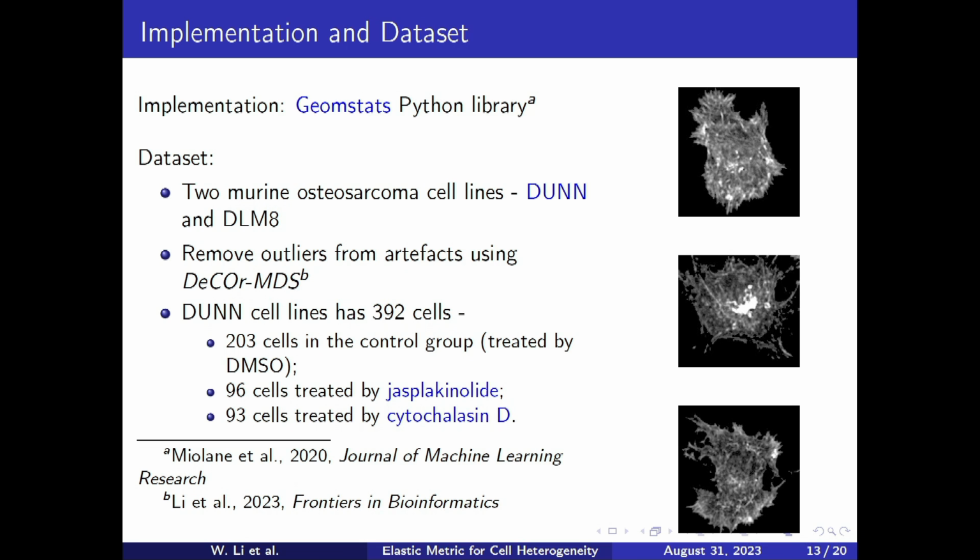As we mentioned before, our dataset contains two murine osteosarcoma cell lines, DOM and DLM8. Here we only present the result for the DOM cell lines. We pre-process the data by removing the outliers using dcore MDS. dcore MDS is our recently published tool based on the geometry and the statistics of the simplices formed by data points, which allows us to detect orthogonal outliers and reduce dimensionality. After the removal of outliers, the DOM cell line has around 400 cells, with 200 cells in the control group and 100 cells in each of the treatment groups.